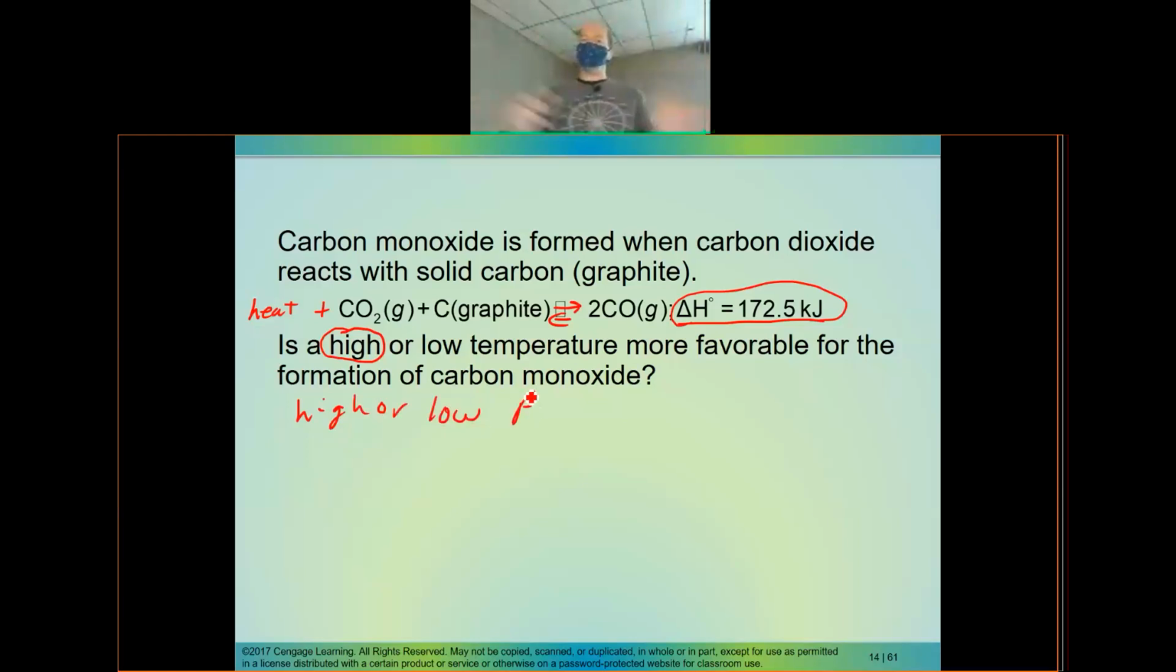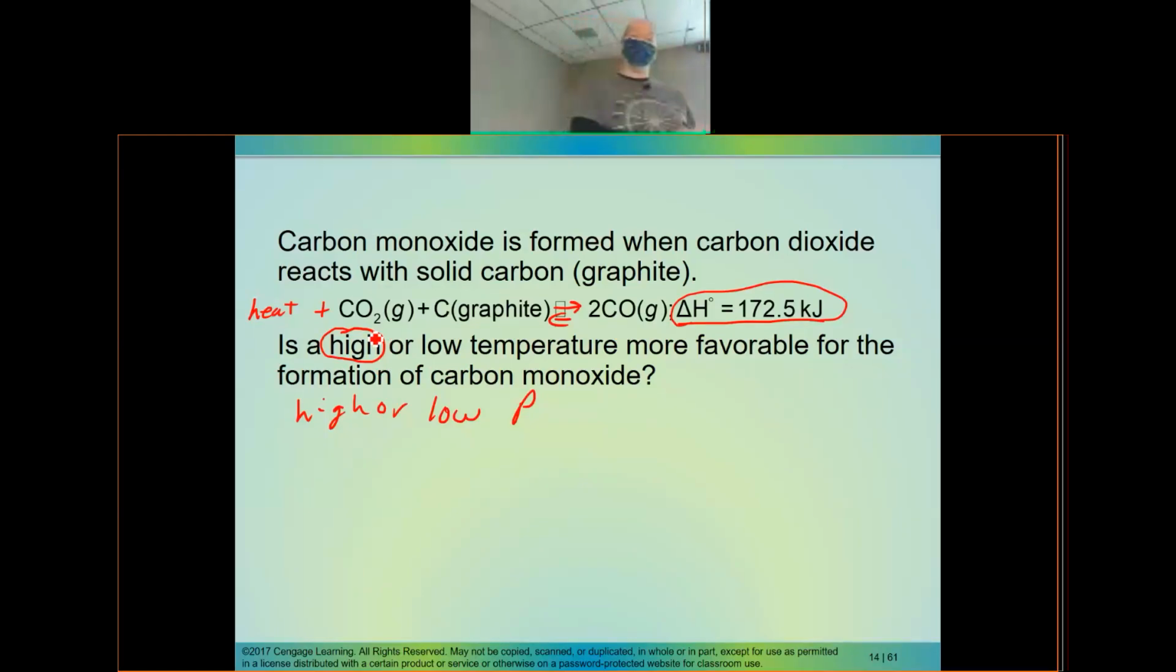All right, we still want the reaction to go to the right. We want to form as much carbon monoxide as possible in this reaction. So the question then, high or low temperature: we want a high temperature because it's endothermic, and if we increase the temperature, it makes the reaction go to the right. Now when we're looking at high or low pressure, we see that we have 2 moles of gas on the right. We have 1 mole of gas on the left.